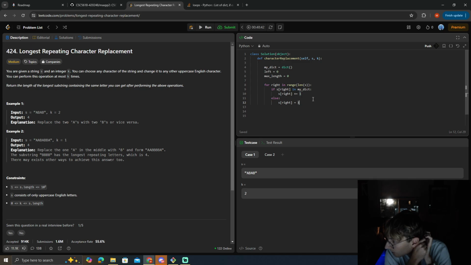Calculate the length of the window and use the frequency map to check the count of the most frequent character. You can determine if the current window length minus this frequency is within the number of replacements allowed. Okay. Well, I guess I'm not even using the sliding window yet. Let's do this, and then we can loop through it for i in range.